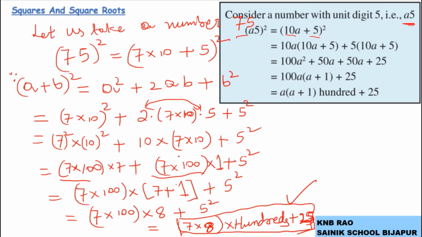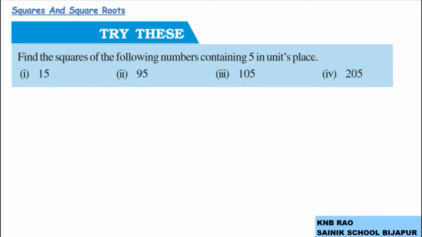And same reasoning what I did here, if you do it, you will get A into A plus 1 into 100 plus 25. This trick you will get. A reason for trick of finding square of any number ending in 5. Okay, now the time to try this. Let us go for try this.